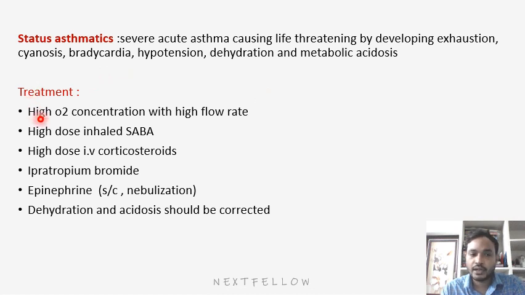How to treat? We have to give high oxygen concentration with a high flow rate, because the patient has cyanosis. Next is a high dose of inhaled short-acting beta 2 agonist. We will not use long-acting because we need an emergency response. For immediate response we use short-acting beta 2 agonists like salbutamol and terbutaline. Next, high-dose IV corticosteroids, because we need to increase beta 2 response activity and decrease inflammatory mediator production. So we use IV corticosteroids like methylprednisolone, prednisolone, and dexamethasone. Next, ipratropium bromide will be additive therapy because it has an anticholinergic action and increases mucus clearance, so obviously it will be beneficial.